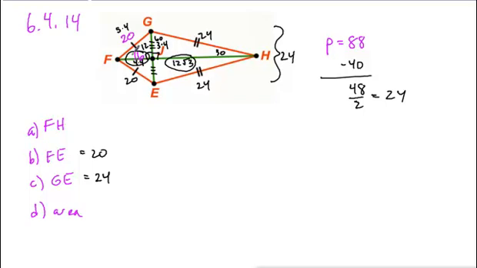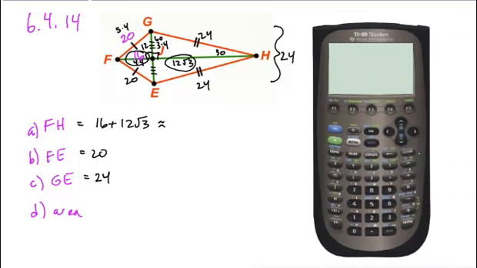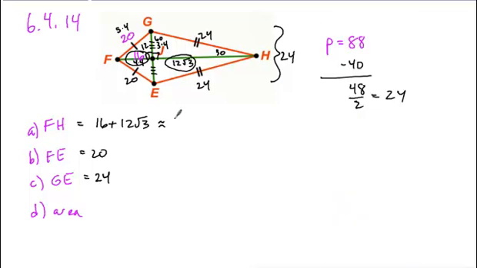If we combine these two lengths, we get FH: 16 plus 12 root 3. And if we put this into a decimal form, and when I calculate it, I get an answer of about 36.785. And that would be my solution.